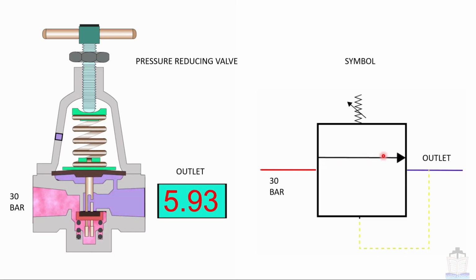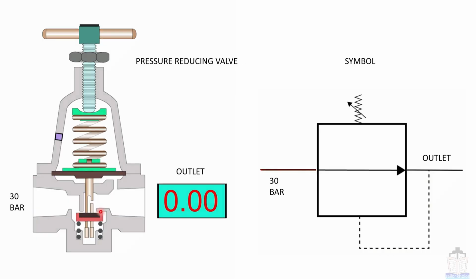See, now this has closed the port. Now as the pressure is reducing, it is opening the port. So you can see over here, this is frequently opening and closing the port. So this is how the pressure reducing valve actually works. This valve and valve seat are frequently getting closed and opened. That is how this pressure reducing valve maintains a constant pressure over here.